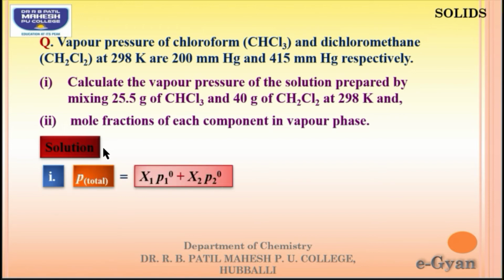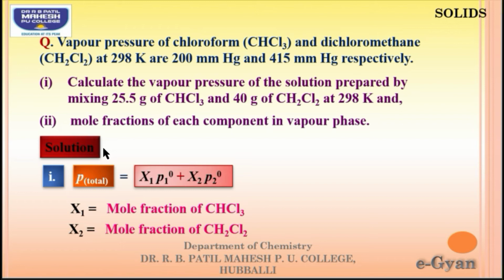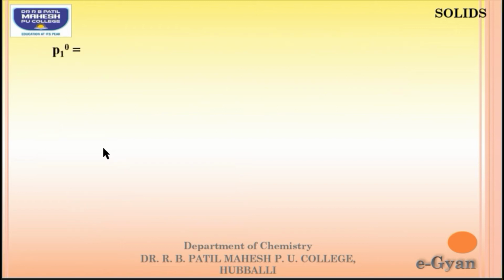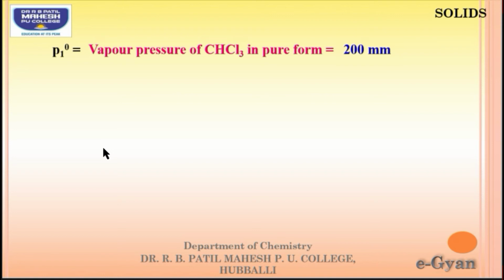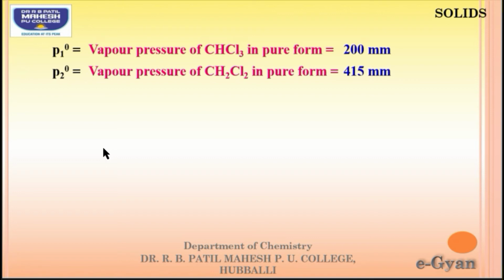According to Raoult's law, P total is equal to x1 P1 naught plus x2 P2 naught. So x1 is the mole fraction of CHCl3 and x2 is the mole fraction of CH2Cl2. P1 naught is the vapor pressure of pure chloroform, which is given as 200 mmHg, and P2 naught is the vapor pressure of dichloromethane, that is equal to 415 mmHg.